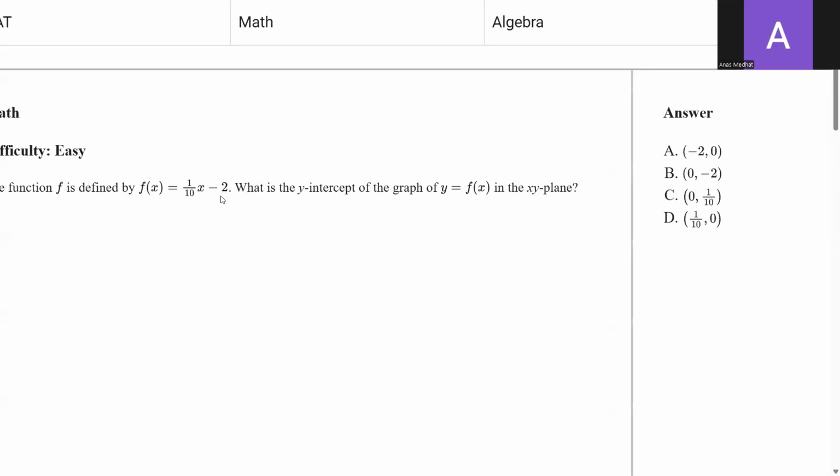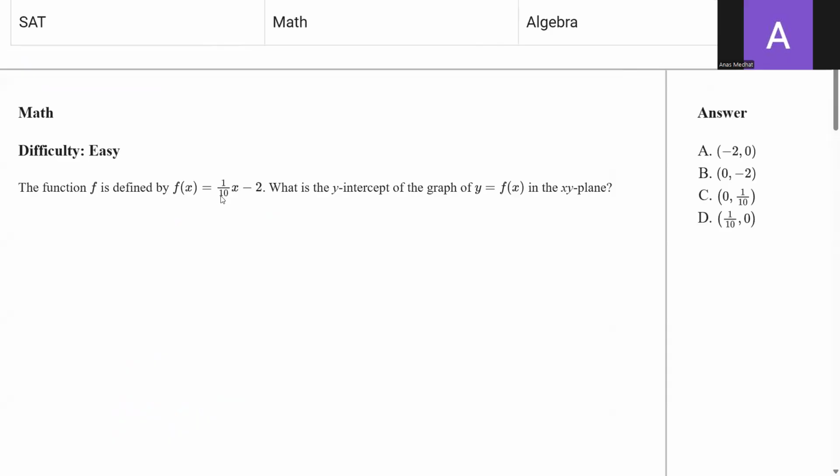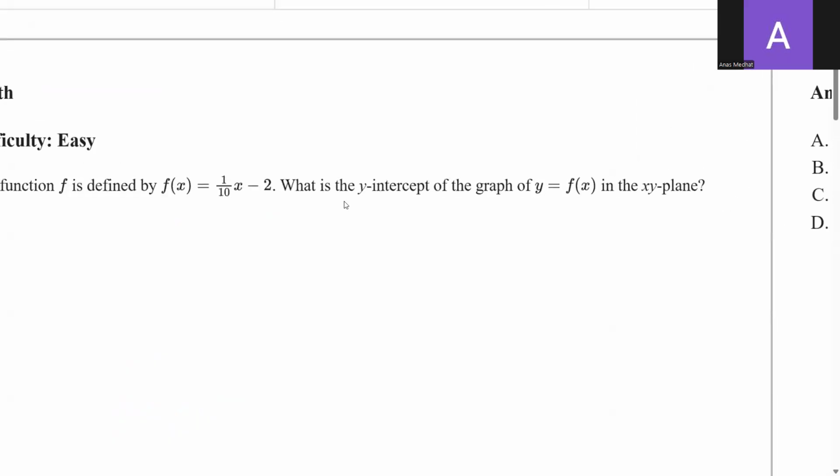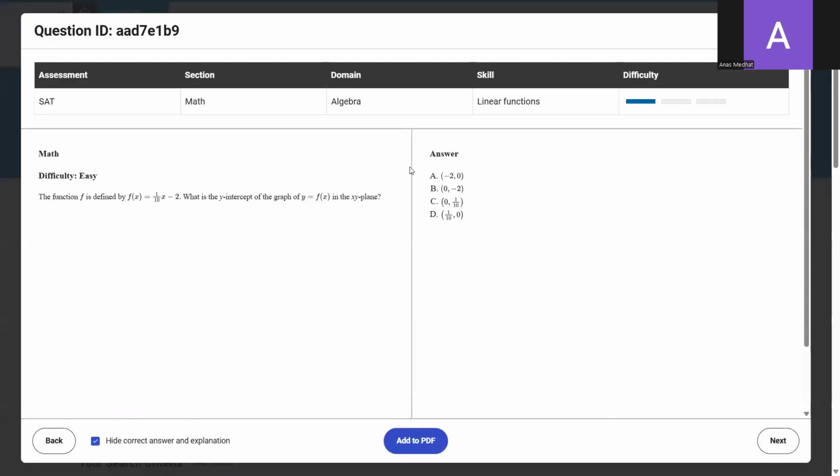The function f is defined. What is the y-intercept of the graph? Okay, here the y-intercept is given already, which is minus 2. This is a very easy question, but it tests your understanding. So the answer is B.